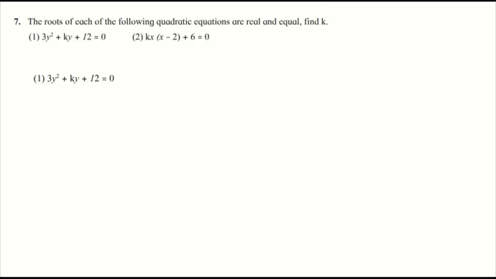Moving on to question number 7. The roots of each of the following quadratic equations are real and equal. Find the value of k. There are two equations given. The first one is 3y square plus ky plus 12 is equal to 0. It is already mentioned that the roots are real and equal, and we need to find the value of k.